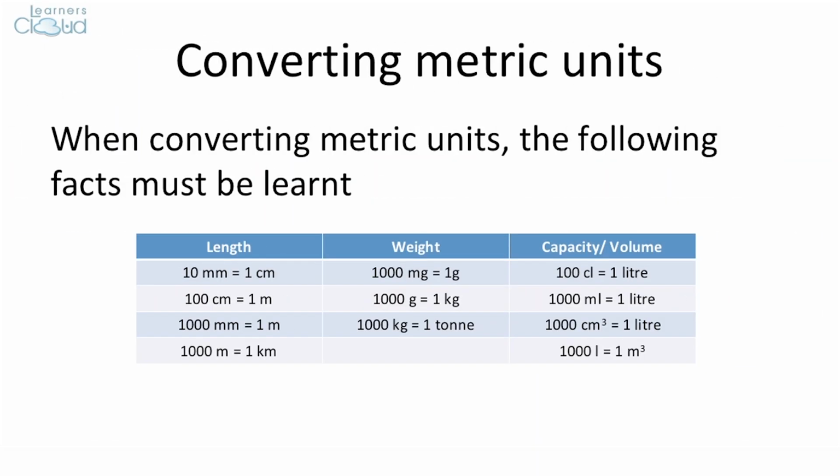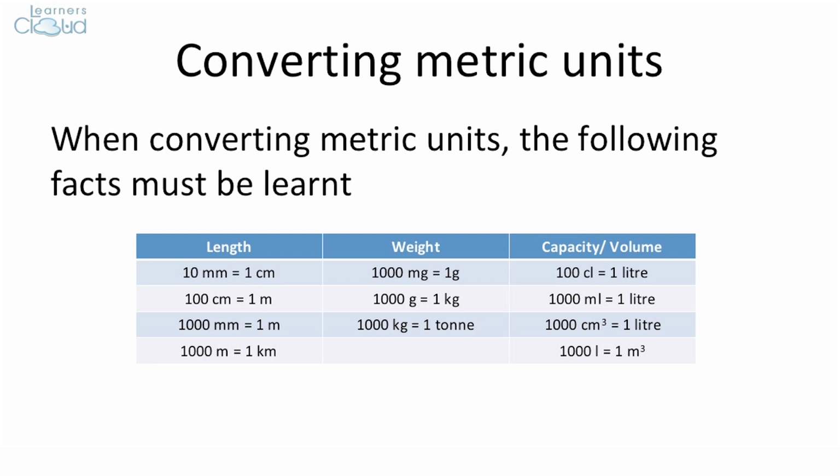When converting metric units, the following facts must be learnt. For our lengths, we must know that 10 millimetres equals 1 centimetre, 100 centimetres equals 1 metre, 1,000 millimetres equals 1 metre, and 1,000 metres equals 1 kilometre.